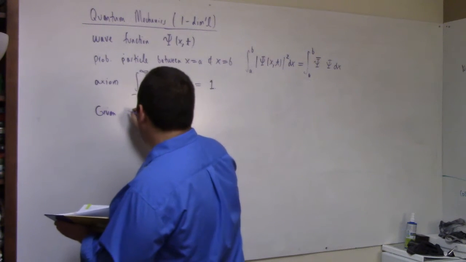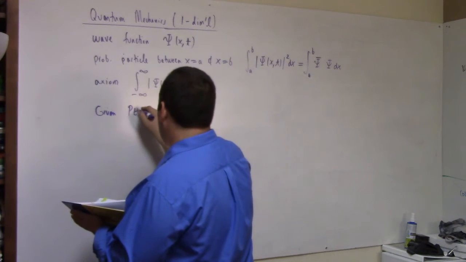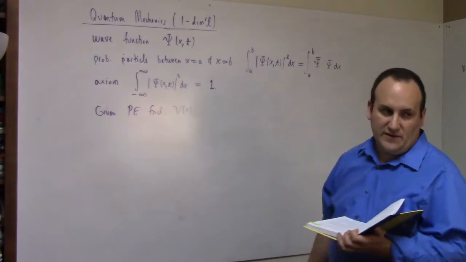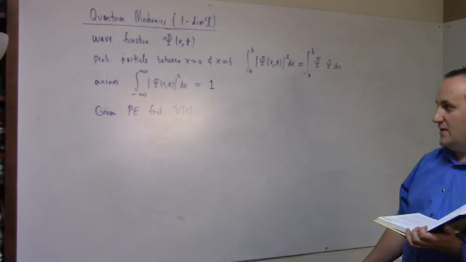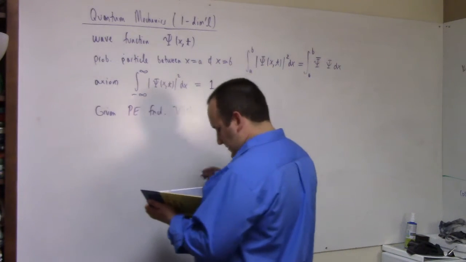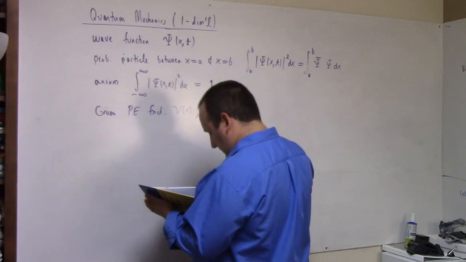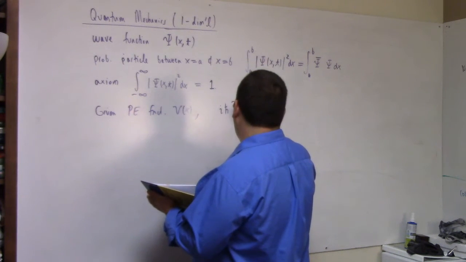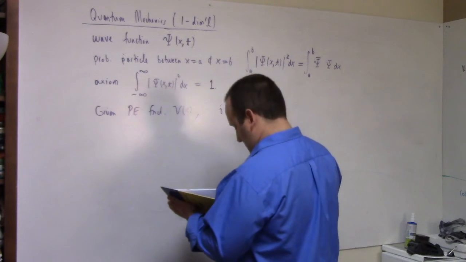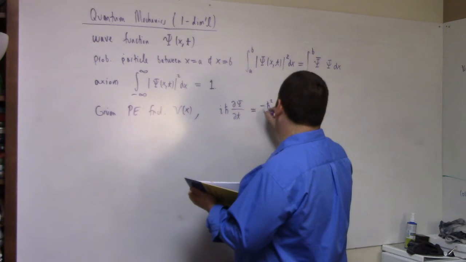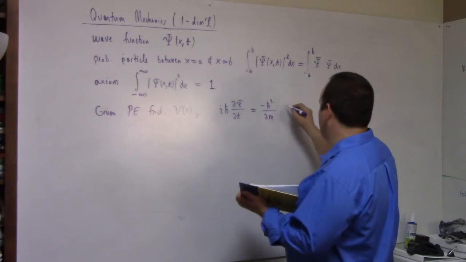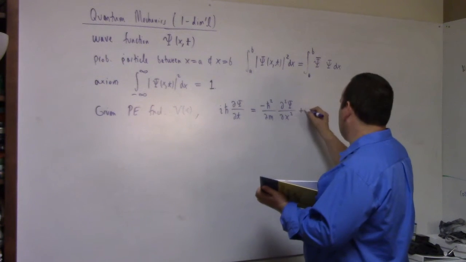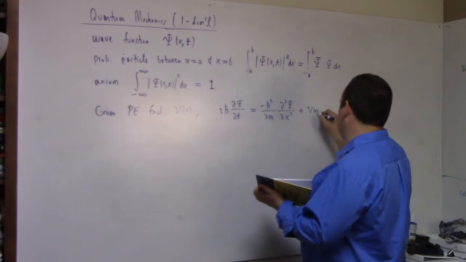So, given a potential energy function, V of x, all right? Suppose the particle's under the influence of a conservative force and the potential energy function is V. It's just a function of x because we're in one dimension. Then this following partial differential equation tells you how it goes. So i h bar partial psi partial t is equal to minus h bar squared over 2m partial squared psi partial x squared plus V, which is just a function of x, times psi.